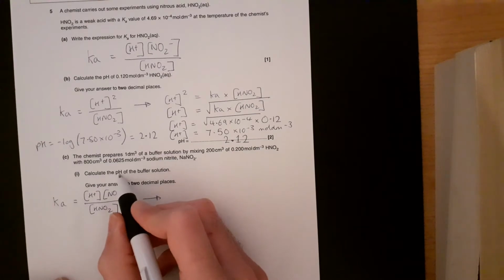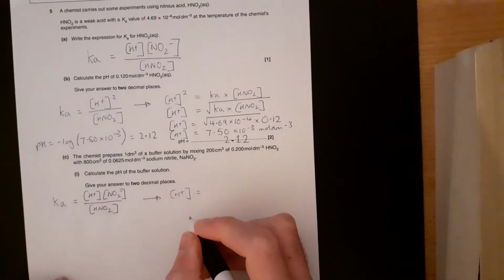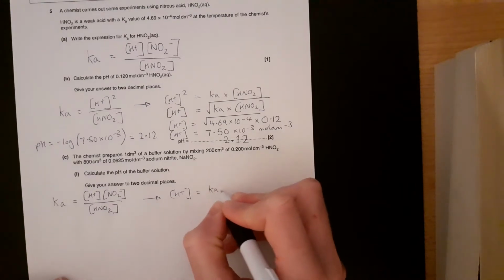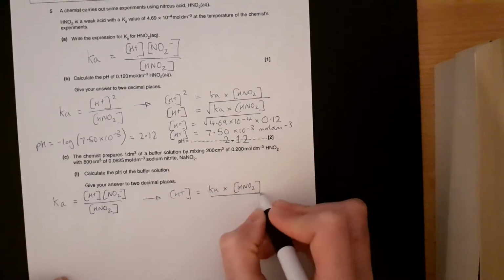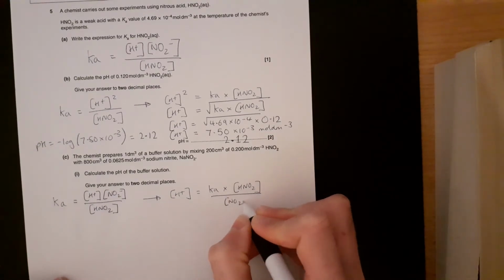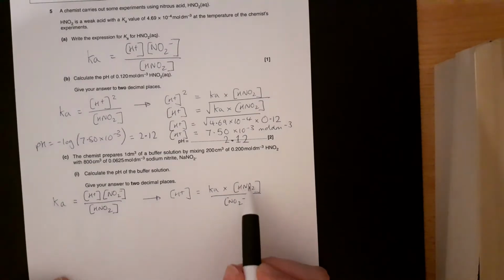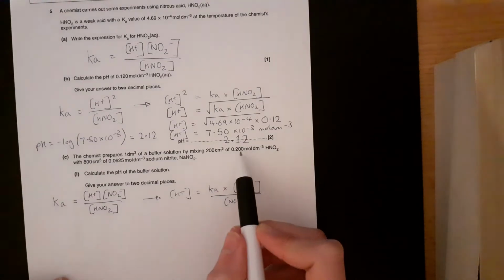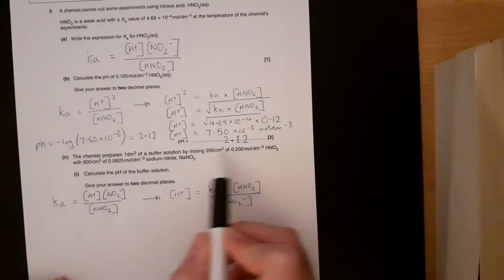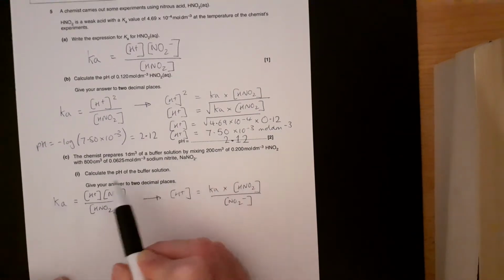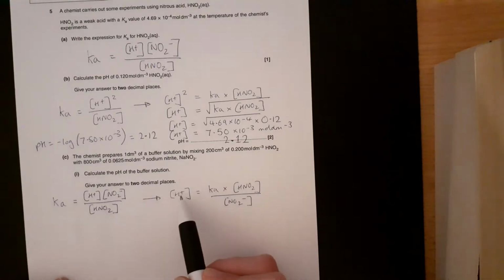We still want to calculate the pH, so we still want the H plus concentration. So it's going to be the Ka times the acid concentration divided by the NO2 minus concentration. Okay, and then we just need to find the values to put in here. We cannot just use the concentrations that we've got here, because these were the concentrations before they were mixed together. We need to work out what the concentration is going to be after we've mixed them together.